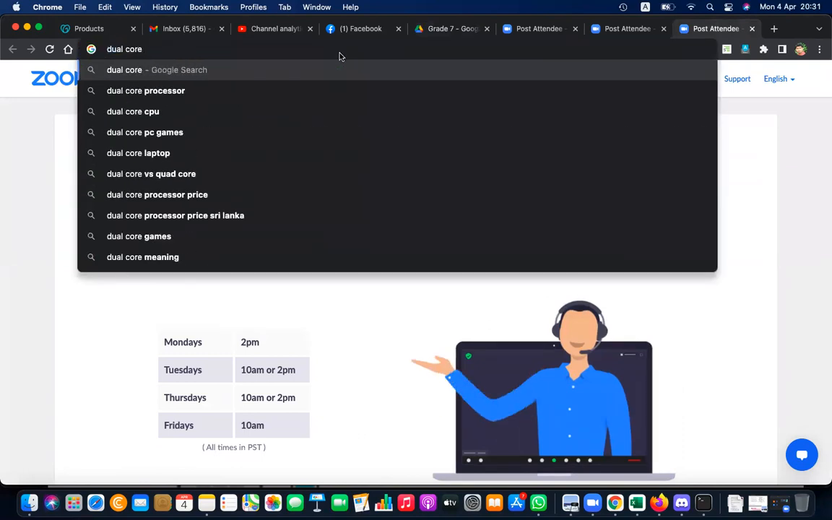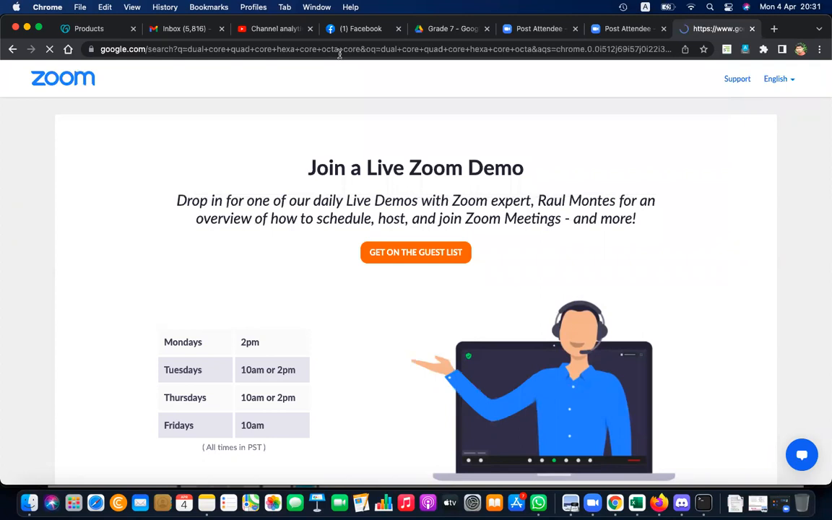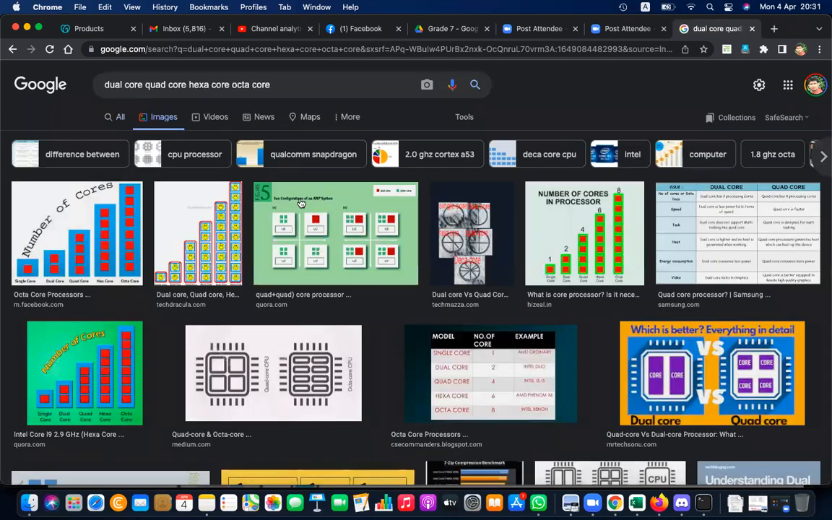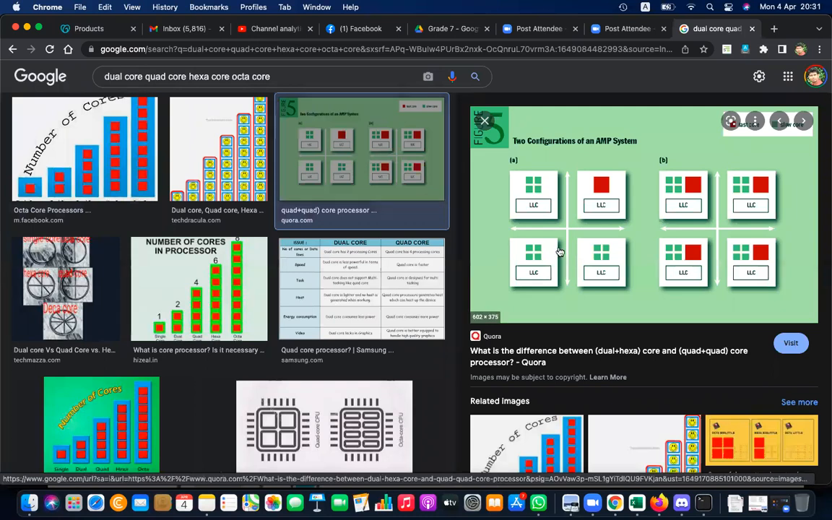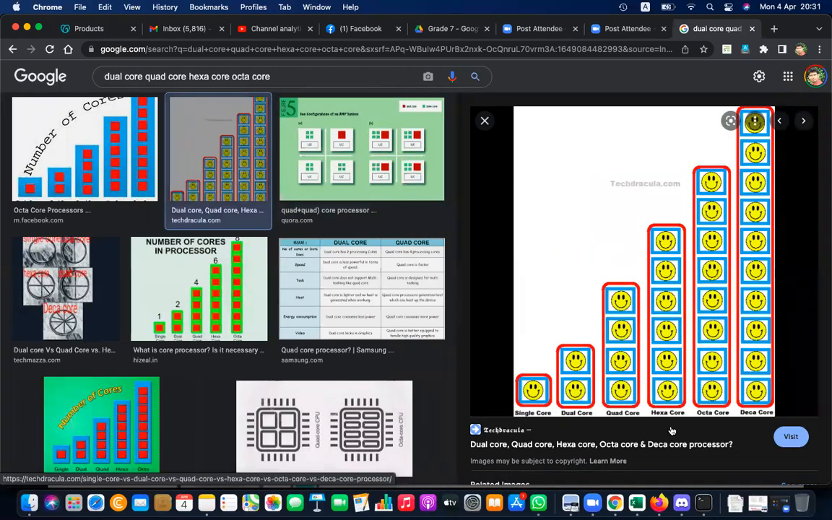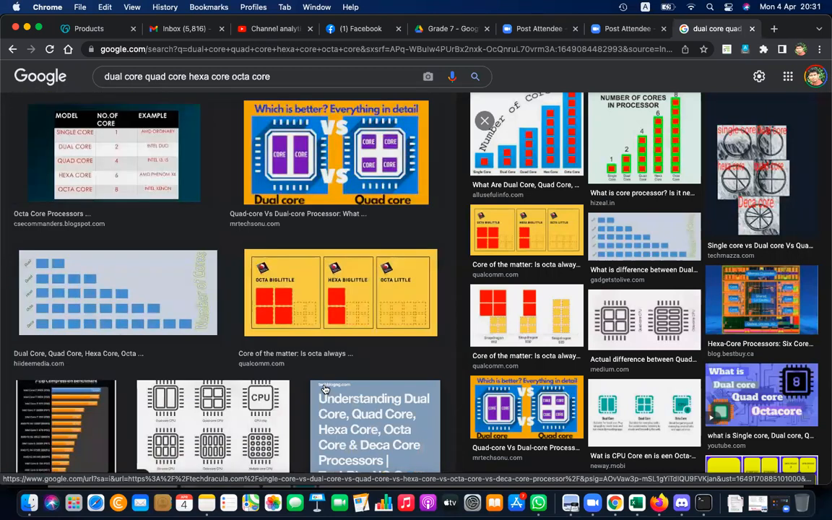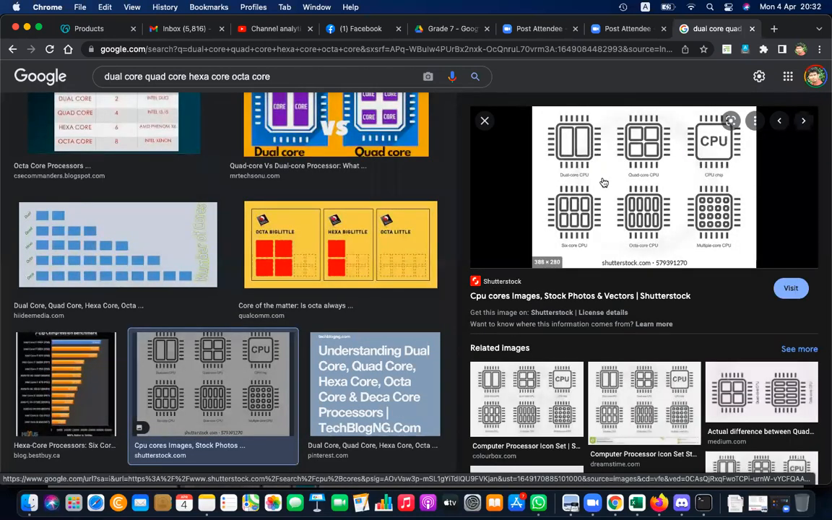Dual core, quad core, hexa core, octa core are such cores. So based on the number of cores, single core, dual core, quad core, hexa core, the number of processing units inside the CPU. Right? Based on that, you have these categories: single core, dual core, quad core, hexa core, octa core, deca core, which is 10. Likewise, multiple core processors are there. So it can be deca core or multi-core.